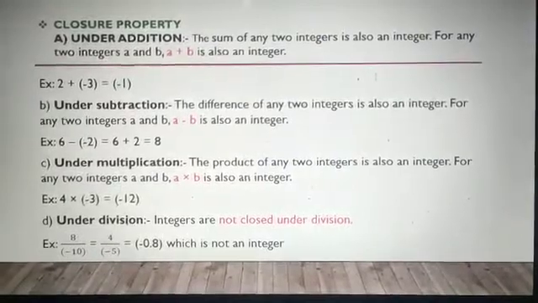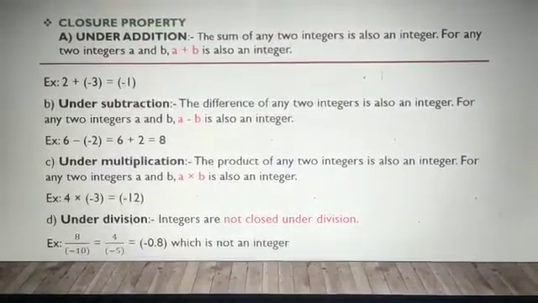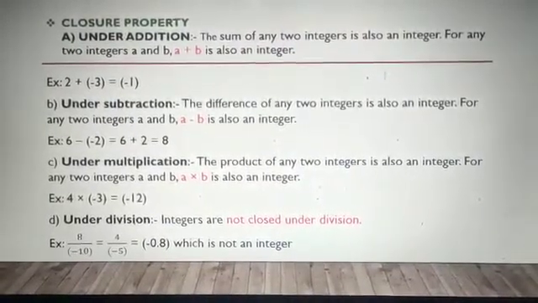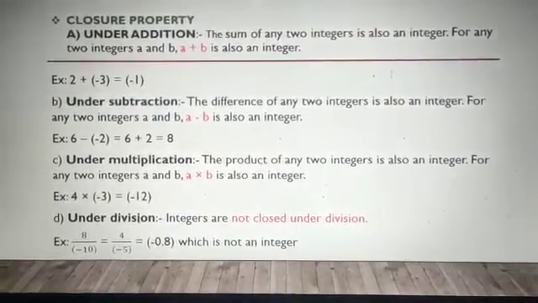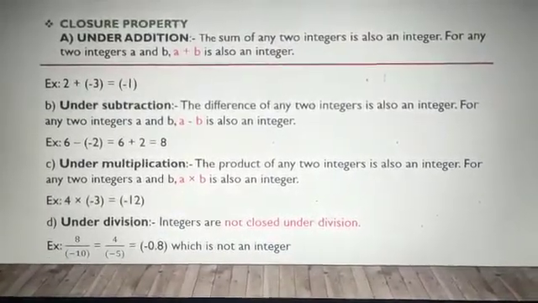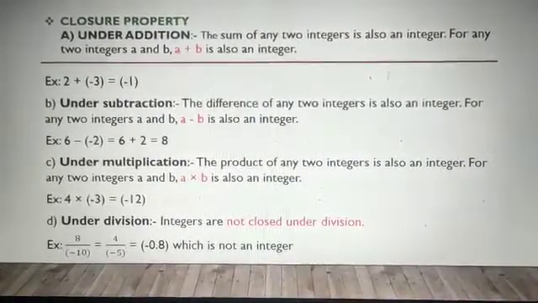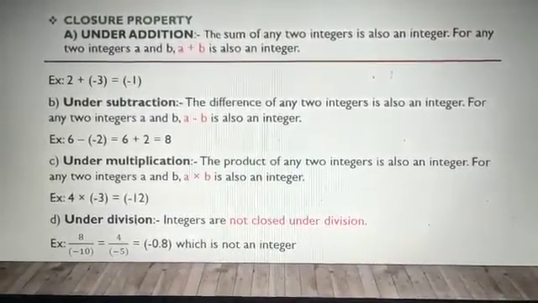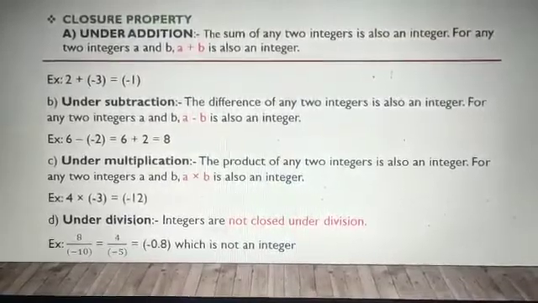Now the first property which we are going to cover is closure property under addition. That is, the sum of any two integers is also an integer. That is, if we are having two integers a and b, their sum a plus b is also an integer. For example, 2 plus minus 3. Here 2 and minus 3 are integers, so their sum, that is minus 1, is also an integer.